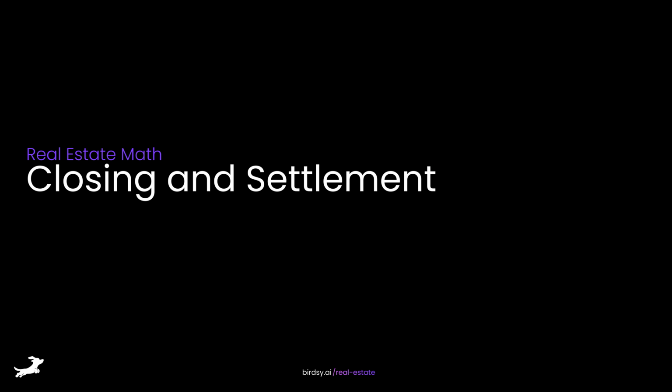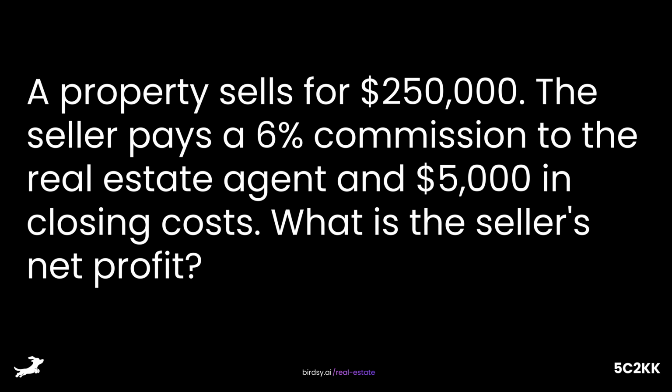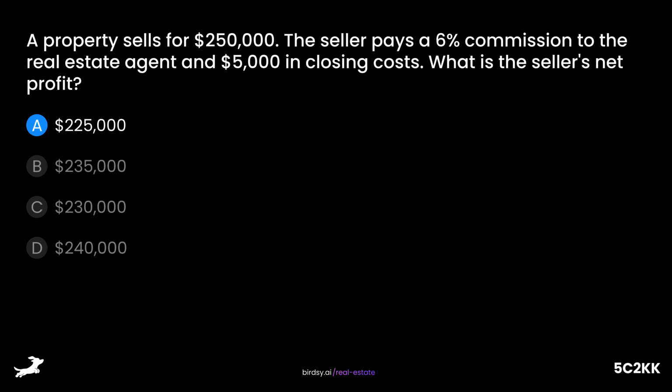Closing and settlement. A property sells for $250,000. The seller pays a 6% commission to the real estate agent and $5,000 in closing costs. What is the seller's net profit? Is it A, $225,000, B, $235,000, C, $230,000, or D, $240,000? The answer is C.